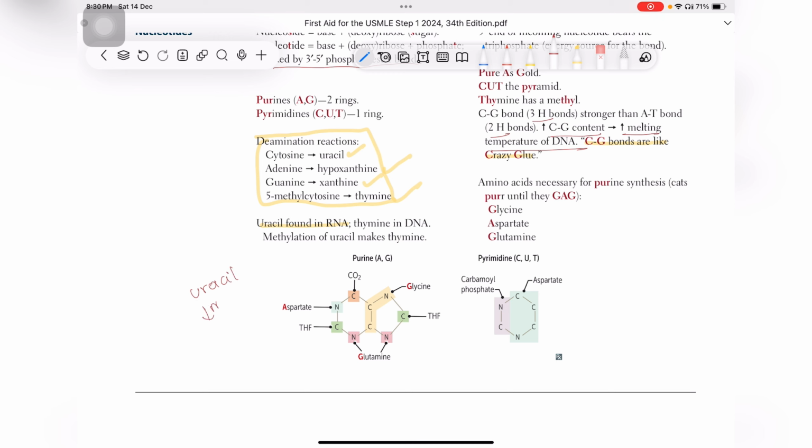Uracil on methylation forms thymine. How to remember this? U met, which means uracil on methylation forms thymine.